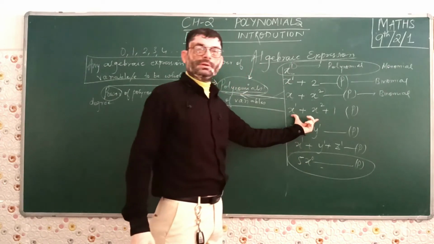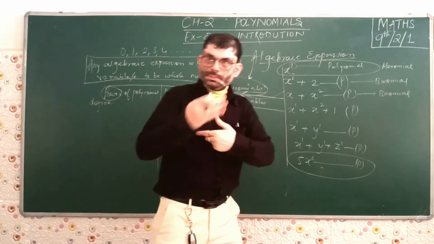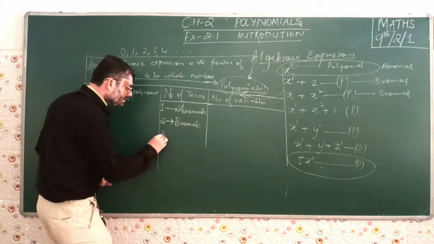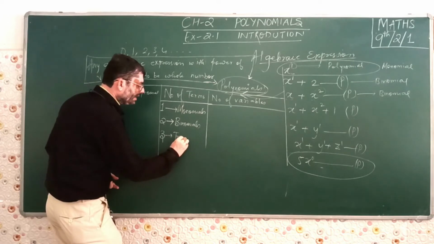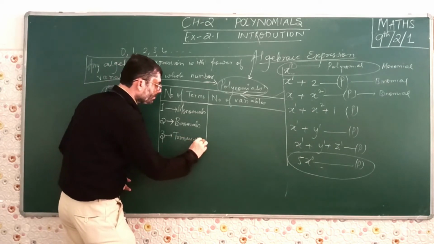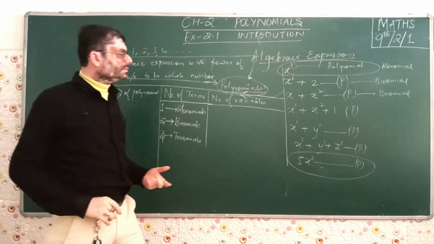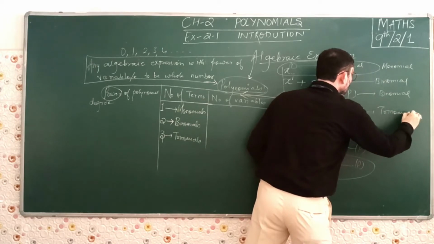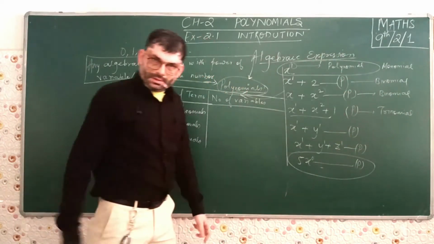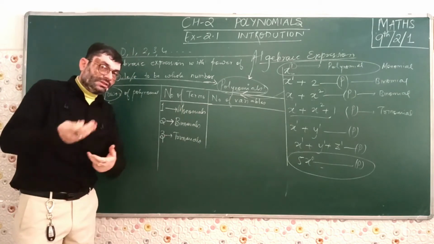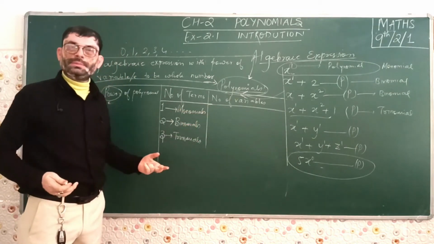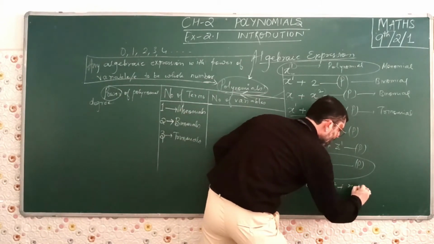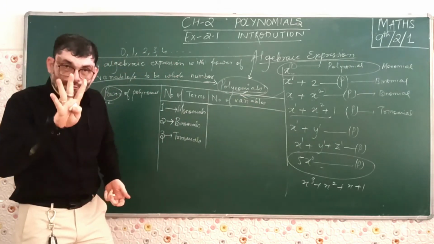Then here the number of terms are 1, 2 and 3. So there might be some special name for number of terms to be 3. So when the number of terms is 3, this is called trinomials. The number of terms are 3, so this is also a trinomial. When number of terms are more than 3, we haven't taken any examples with more than 3. Let us take one more. x cubed plus x squared plus x plus 1. Now the number of terms are 4.